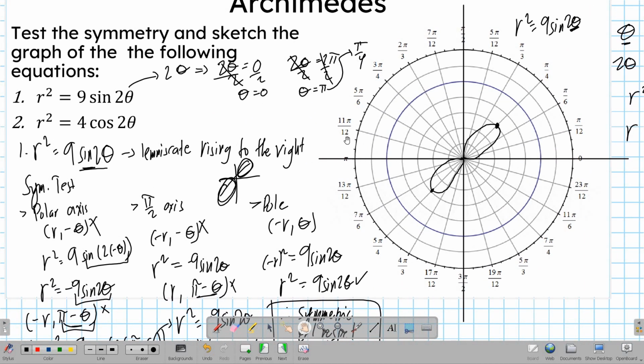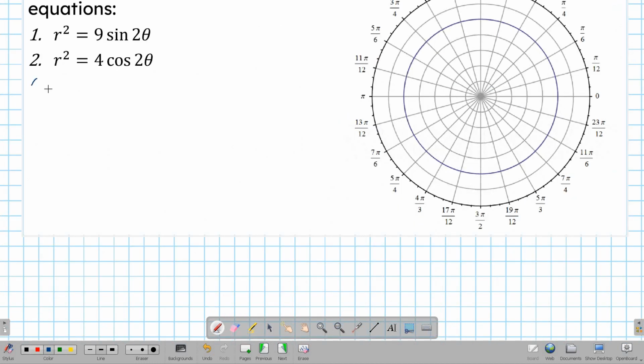So, pause the video and try to see if you'll be able to graph on your own using symmetry tests. r squared is equal to 4 cosine 2 theta. Okay, assuming that you actually paused the video. So there. Based on the form, this is a Lemniscate. A horizontal Lemniscate, sorry, a horizontal Lemniscate because it's cosine.